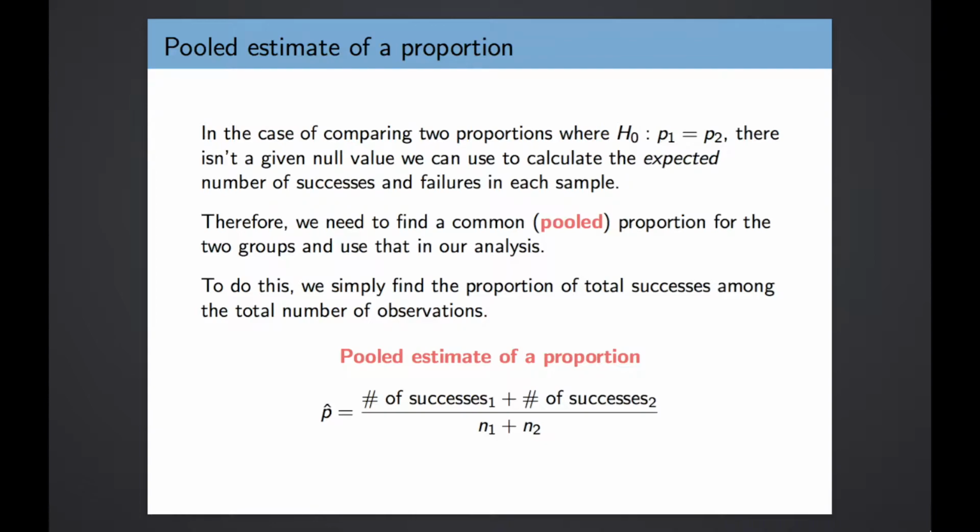Now, when we're looking at two proportions, the form of our hypotheses is different. We are looking instead at the hypothesis that one proportion is equal to another proportion. So that hypothesis is not set up to give us a null value for that parameter p. So instead, we're going to create what's called a pooled estimate of a proportion. We're going to use this formula: the pooled estimate is equal to the number of successes in the first sample plus the number of successes in the second sample, divided by both sample sizes added together. And this is going to give us a null value for this parameter p.